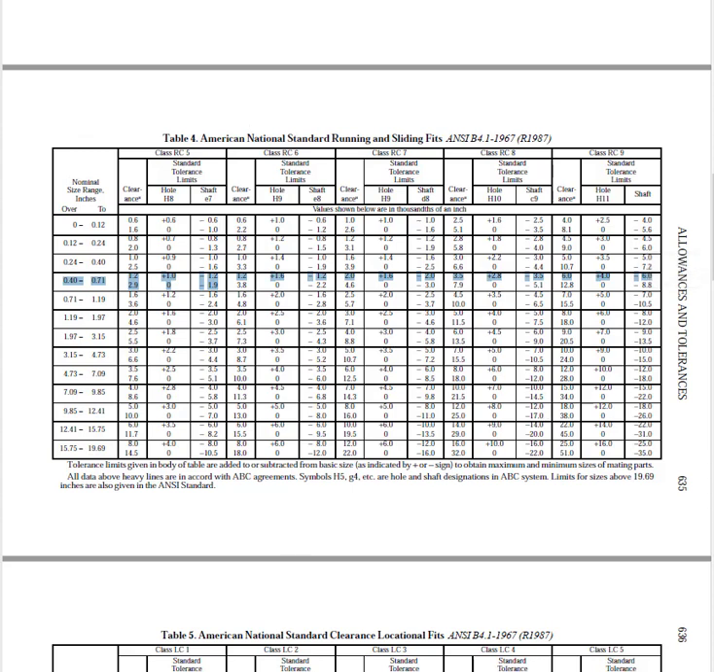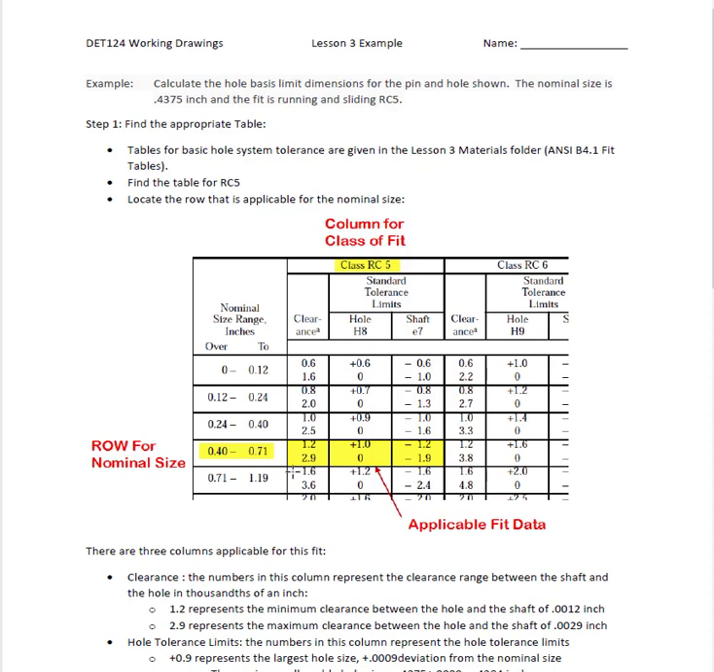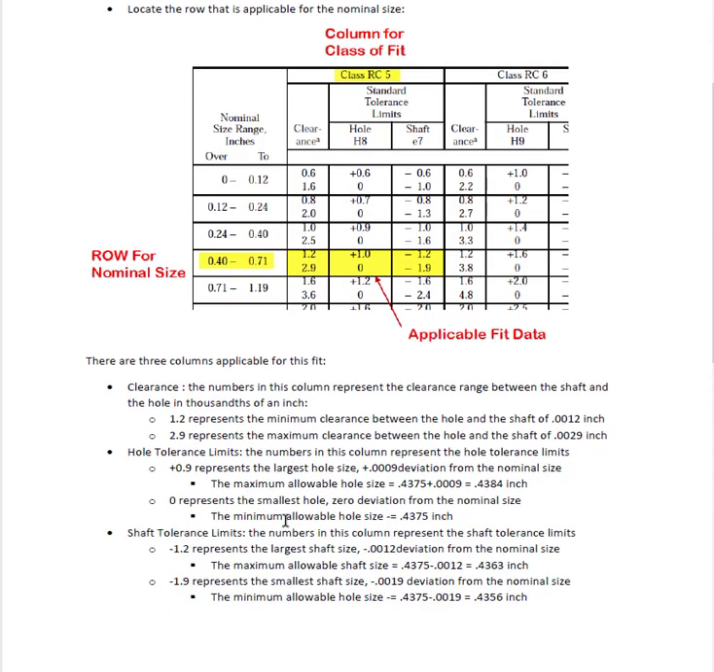Let's go back to our problem. So these are the numbers that I highlighted from the other table. Okay, locate the row that is applicable for the nominal size, and we just did that. So here is our applicable fit data for our problem. Okay, there are 3 columns applicable for this fit. First of all, the clearance, right here.